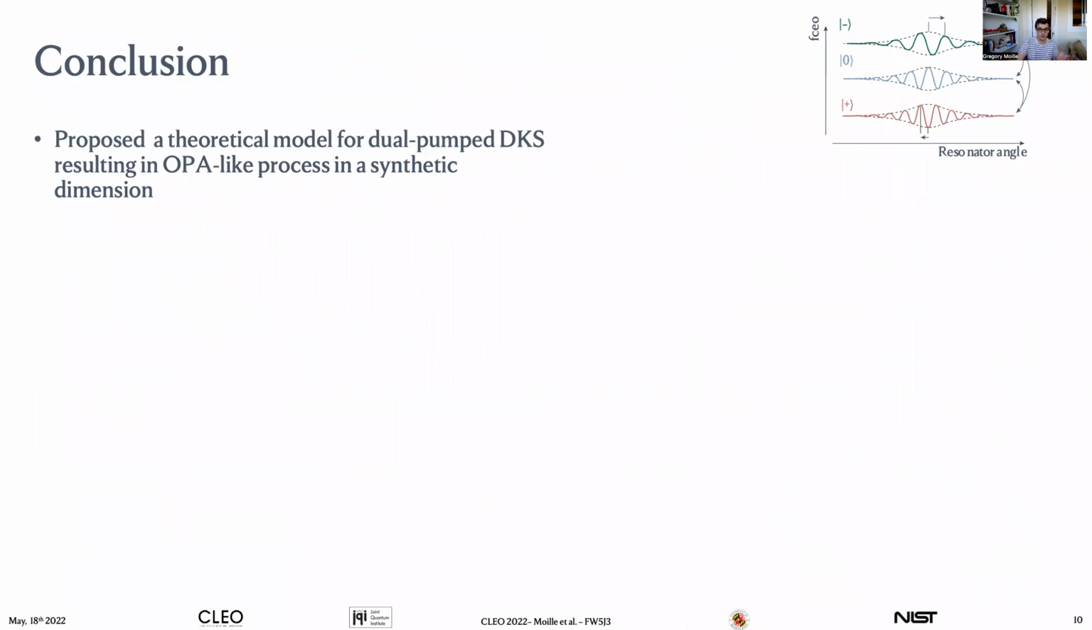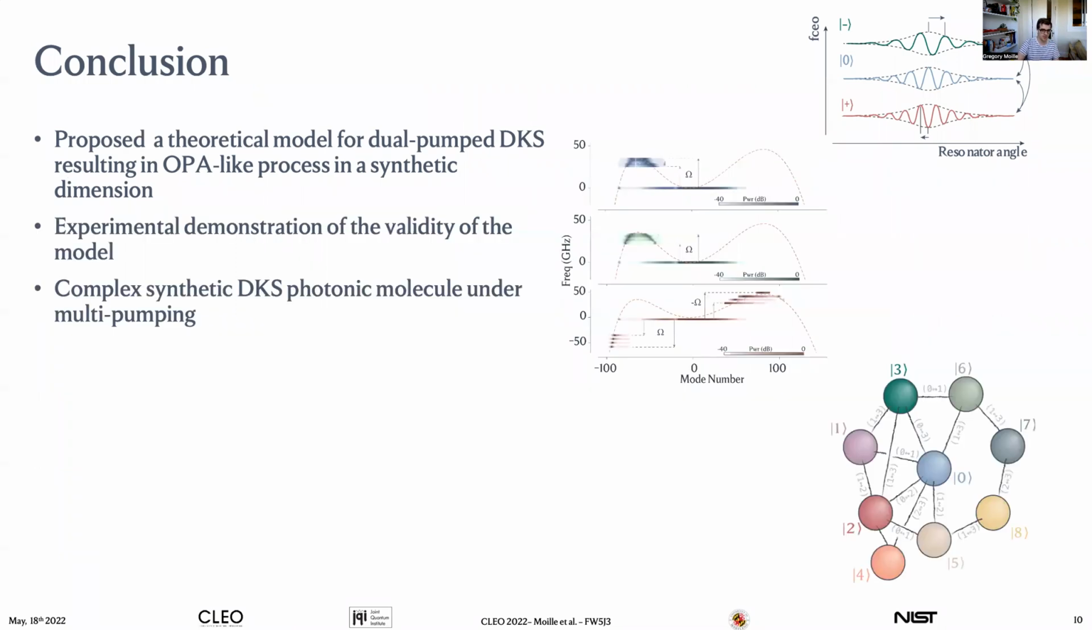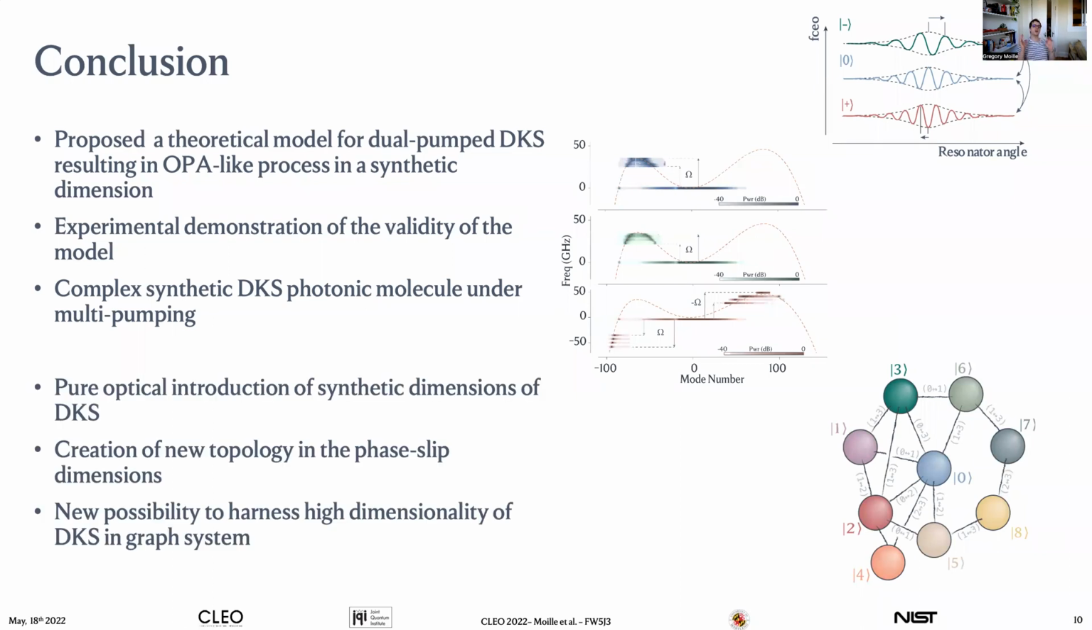So in conclusion, we have proposed a theoretical model for dual-pump DKS, resulting in an OPA-like process in a synthetic dimension, an experimental demonstration of the validity of the model, and a complex synthetic DKS photonic molecule under multi-pumping. What does that mean? That means we have introduced a pure optical synthetic dimension for DKS. And that creates new topology in the phase slip dimension, the FCU or the frequency mismatch. And hopefully it allows for new possibilities to harness the high dimensionality of DKS in this graph.